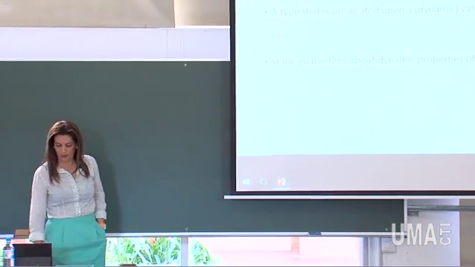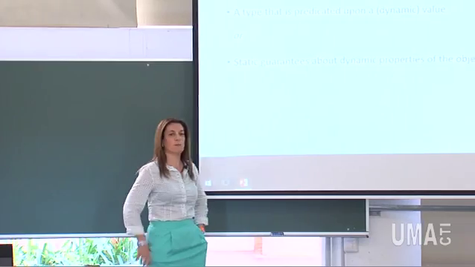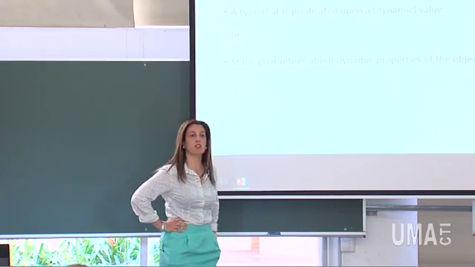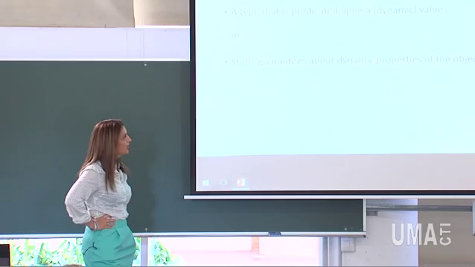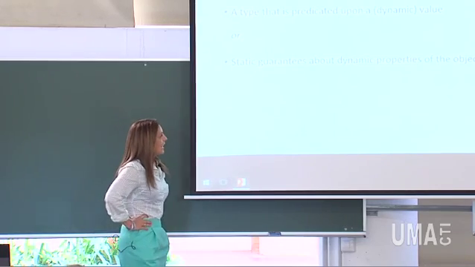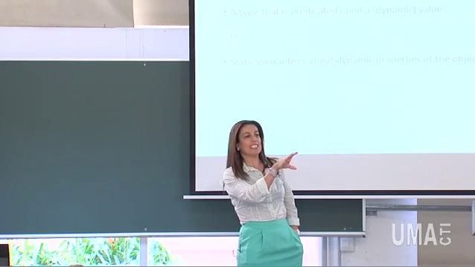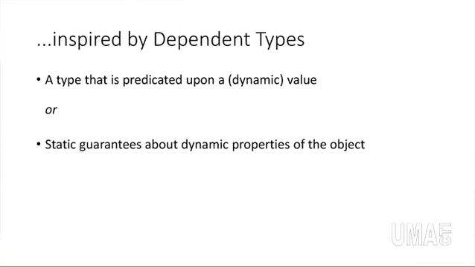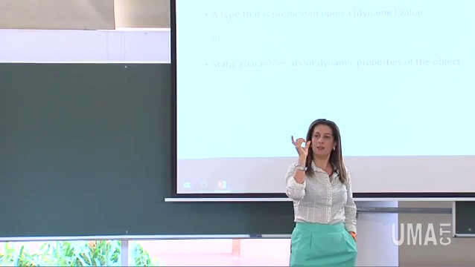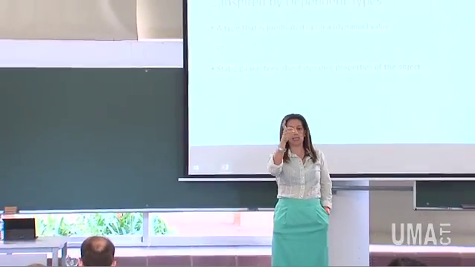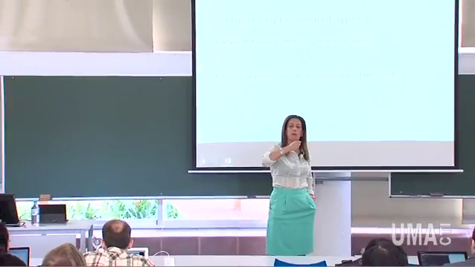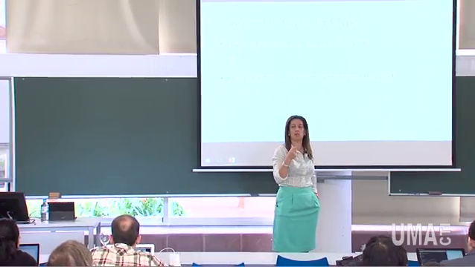So basically, this is where the inspiration for dependent types comes from. And for those of you who don't know dependent types, a type is a predicate upon a dynamic value. Basically, a static guarantee about dynamic properties of the object. So you can define a type that depends on certain runtime values of the objects. Okay, that's the general idea. What we are doing is not a constructive proposition. What we are doing is basically a retrieval proposition. Basically, give me all the objects that have this property.